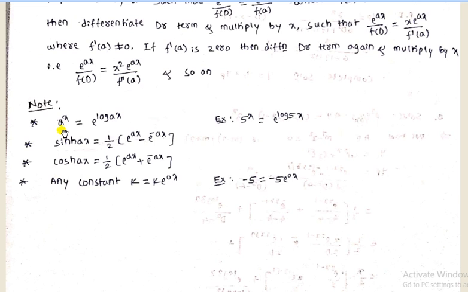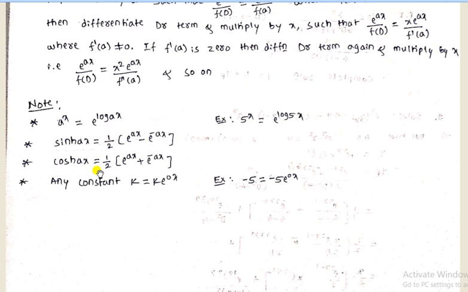Then note a raised to x: if a is constant, then it is denoted as e to the power log a x. For example, 5 raised to x is in the form of a raised to x, so it is denoted as e to the power log 5 x. Then the sin hyperbolic ax formula is 1 by 2 (e to the power ax minus e to the power minus ax).